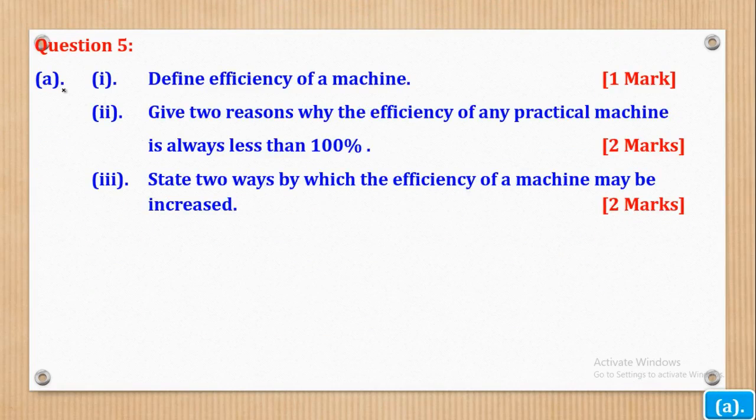So that was question 4. Now we shall go to question 5. Question 5, A Roman 1 says, define efficiency of a machine.